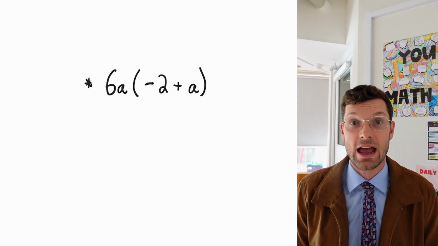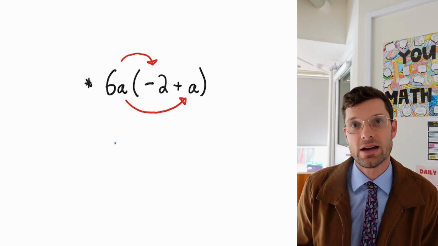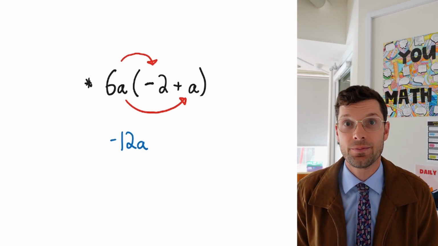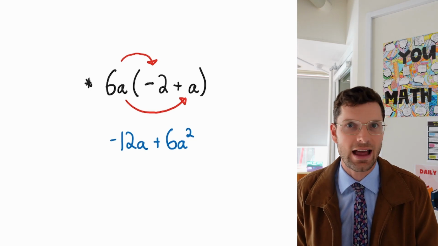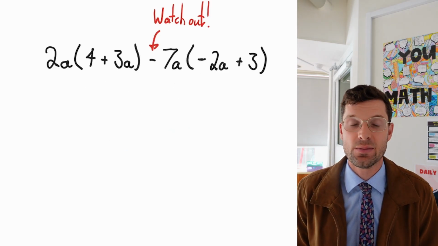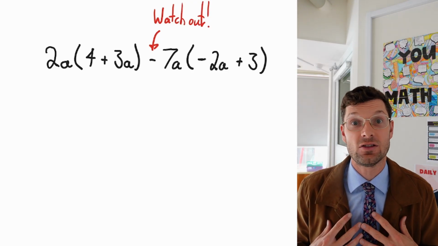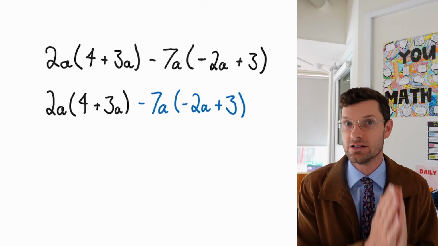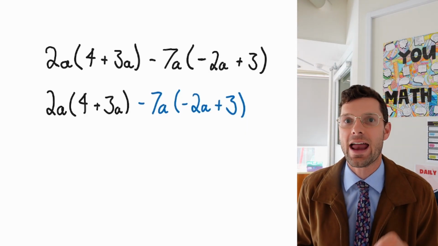Then if I've got 6a multiplied by negative 2 plus a, the 6a is multiplied by the negative 2, which is negative 12a, and then 6a times a is just 6a squared. That's done. So here we've got two brackets, pronumerals out the front and a negative in the middle. This is all the stuff we've been looking out for. Again, I'm going to take the opportunity to write it in two different colors, the first bracket and the second bracket, just to make sure that I watch out for that negative sign.